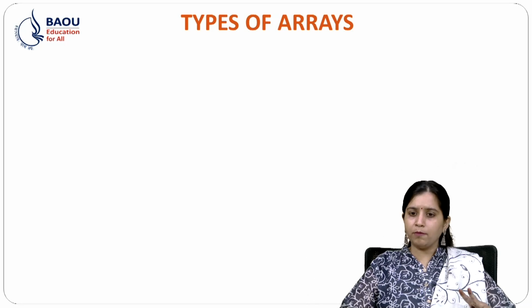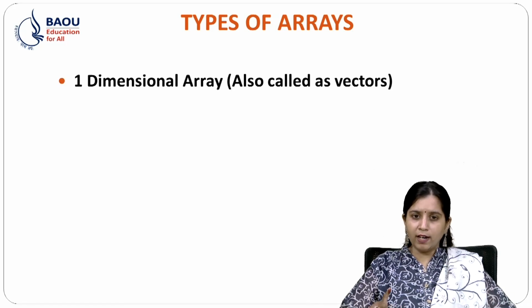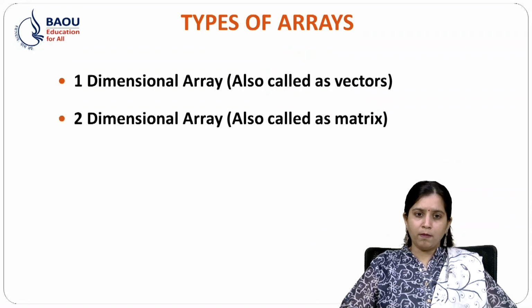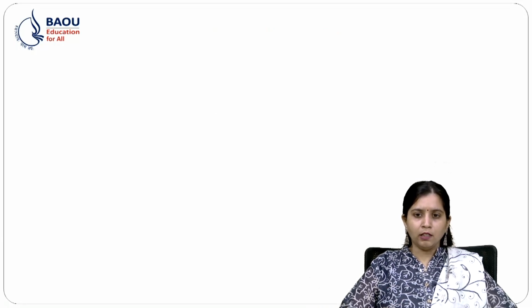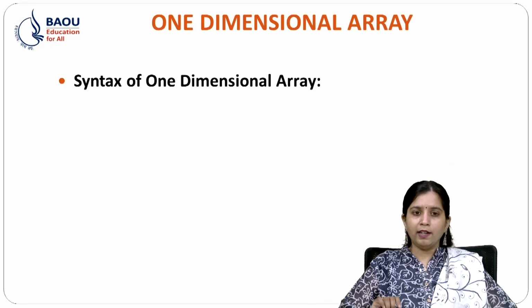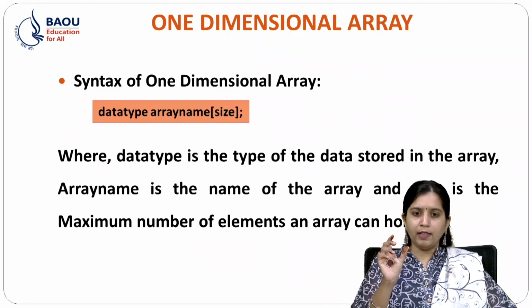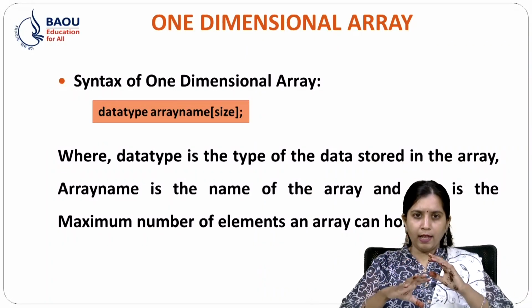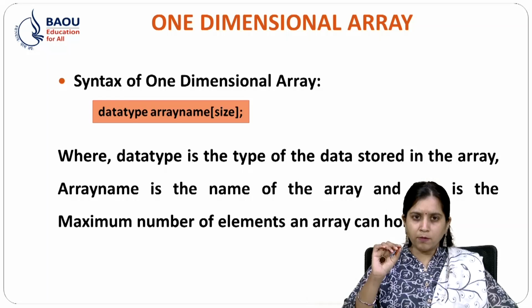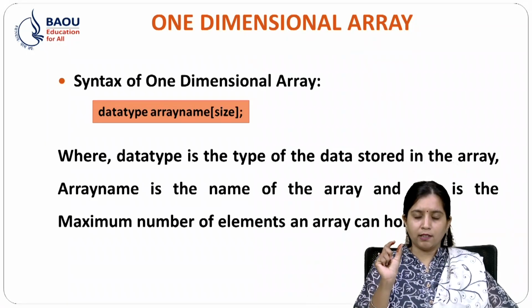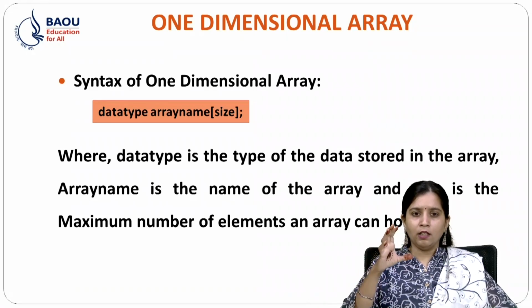So there are two types of array. First is the one-dimensional array, which is known as a vector, and second is the two-dimensional array, which is known as a matrix or table. So let's see the one-dimensional array in detail. The syntax of a one-dimensional array is first the data type, and then the array name and size. The size specified for the elements of the array is known as the subscript. Now we will see this in detail.